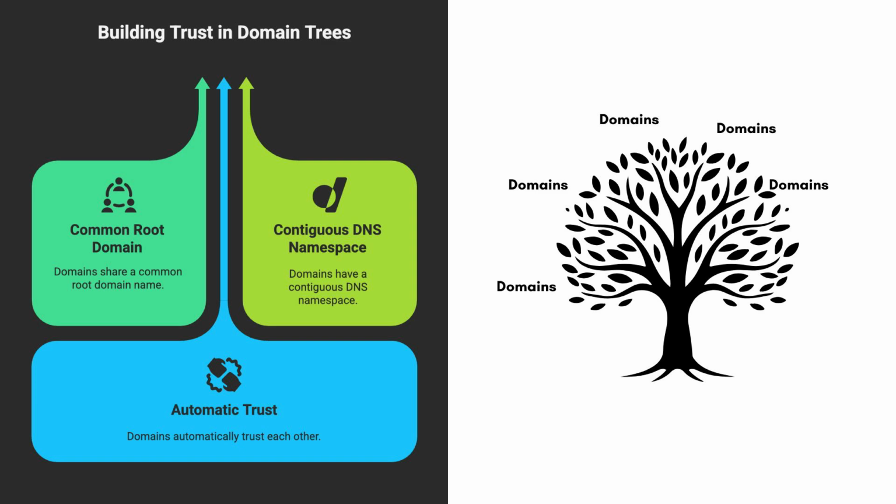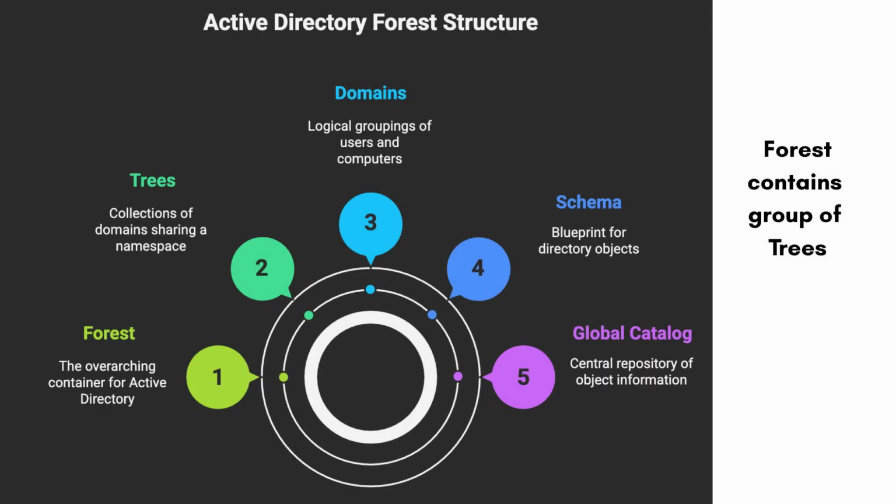The next is the forest. This is the largest logical container in Active Directory. What exactly is the forest? It is a collection of one or more Active Directory trees that share a common schema, configuration, and global catalog. All domains within a forest implicitly trust each other, allowing for seamless communication and resource access across the entire organization, even if they have different top level domain names. That does not affect the forest.